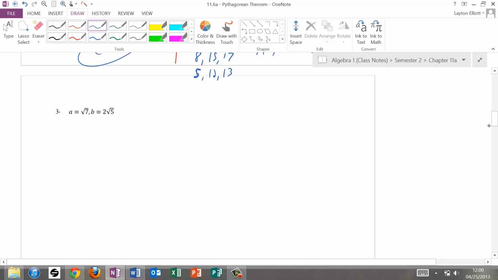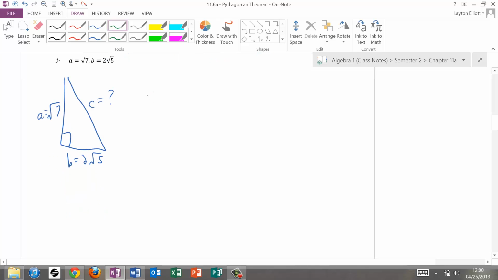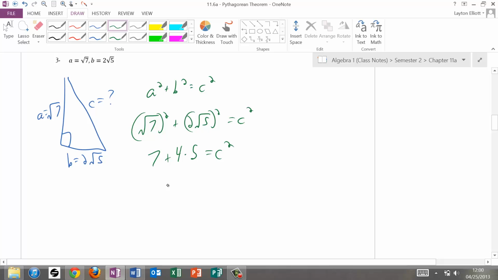Flip it around to the next problem. I've got A is radical 7, B is equal to 2 times the square root of 5, and C is unknown. So then I do A squared plus B squared is equal to C squared. A squared is the square root of 7 squared, B squared is 2 radical 5 squared, and C squared is unknown. Well, the square root of 7 squared is just 7. 2 radical 5 squared: 2 squared is 4, radical 5 squared is 5. Equals C squared. 7 plus 20 is 27. So I have C is equal to the square root of 27, which can break up into the square root of 9 times 3, or 3 times the square root of 3.